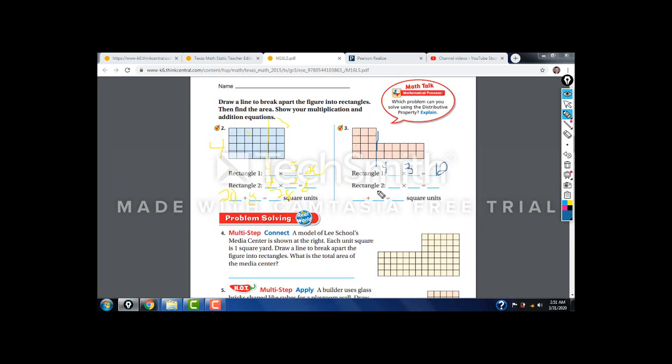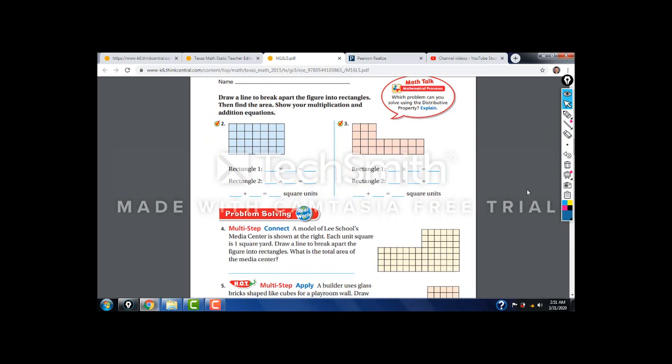For rectangle 2, length is 2. Width is 1, 2, 3, 4, 5, 6. Gives me 12. I add those two products. Lo and behold, 12 plus 12 equals 24. And then I can verify by counting each one of those units. Nice work. Let's go on to the next ones.